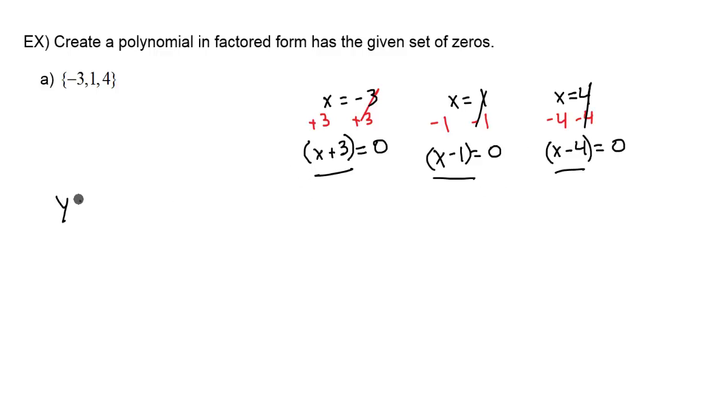And I could set them equal to y. And then write them down here. So I have x plus 3, x minus 1, and x minus 4. So this is going to be the polynomial that represents these three zeros, and it's going to be written in factored form.